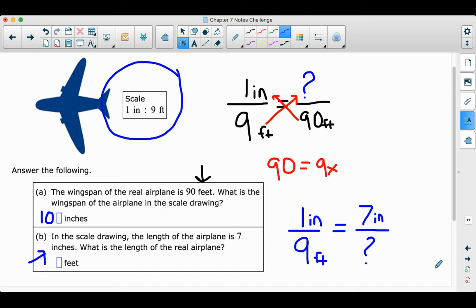All right. So how do I solve that? Well, I'm going to multiply the 9 times 7, and I'm going to get 63 feet. Again, anytime they give us a scale, we're going to use that scale. We're going to make it a ratio, and then we're going to set an equivalent proportion.